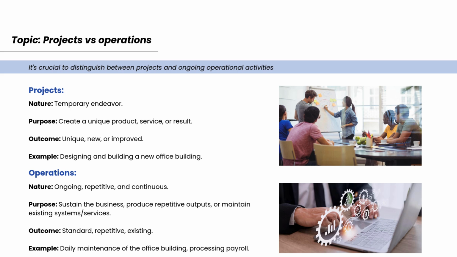Now let's understand operations. Nature. Operations are ongoing, repetitive, and continuous in nature. Purpose. The aim is to sustain the business, maintain existing services, or produce repetitive outputs. Outcome. The result is standard and recurring. Example. Tasks like maintaining the office daily or processing employee payroll. So remember, projects are temporary and unique, while operations are continuous and repetitive.